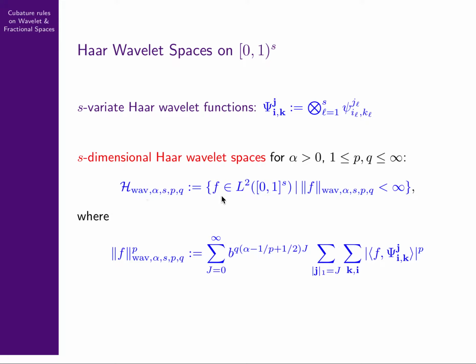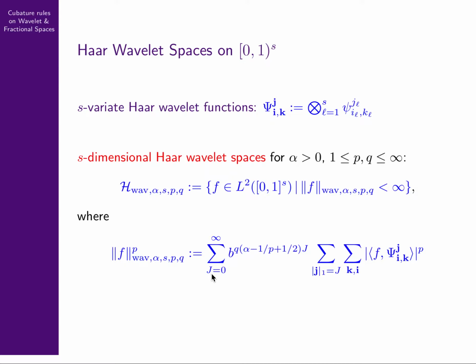It consists of all functions f that are square integrable over the S-dimensional unit cube and whose wavelet norm is finite, and the wavelet norm is defined in this way. So this is the pth power of the wavelet norm. Again, similar as in the univariate case, we have such a sum.